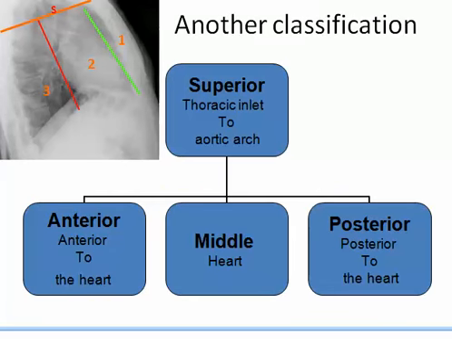But there is another classification. If you draw a line including the heart in the middle, then anterior to the heart is the anterior mediastinum, the heart itself is the middle, and posterior to the heart, where the esophagus and descending aorta are, is the posterior. Still, there is a part above the level of the aortic arch, called the thoracic inlet. This is called the superior mediastinum. It is from the thoracic inlet to the aortic arch. Thank you.